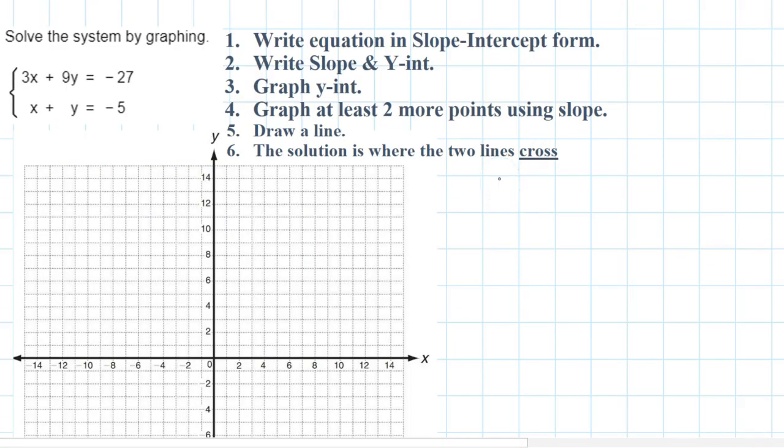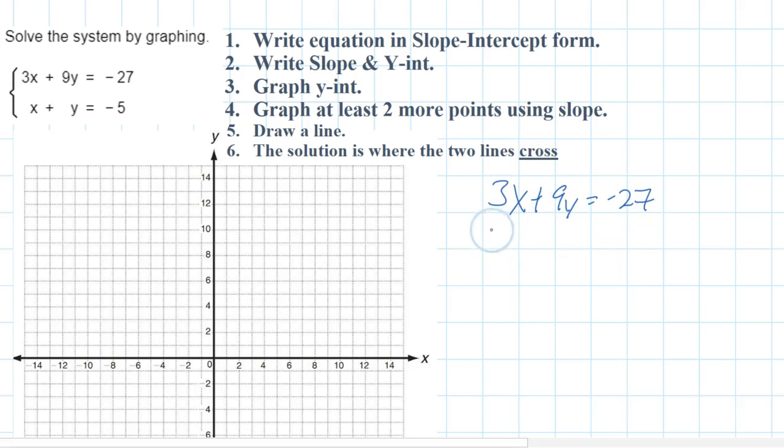Now, solving by graphing. Remember the steps for graphing. First, write the equation in slope-intercept form. Then write the slope and the y-intercept, graph that y-intercept, graph at least 2 more points using slope, draw the line, and the solution is where the two lines cross. So let's get started. The first one I'm going to rewrite off to the side so that I can work with it.